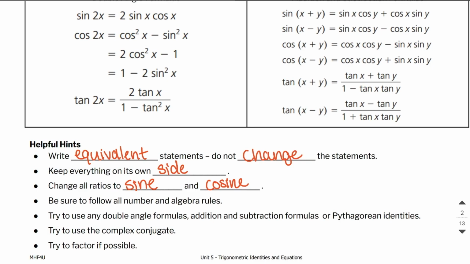The double angle formulas and addition and subtraction formulas, don't worry about that right now, but the Pythagorean identities are very important. So remember sine squared plus cosine squared equals 1, and all the other identities derive from that. Use the conjugate, and then try to factor if possible. Okay.